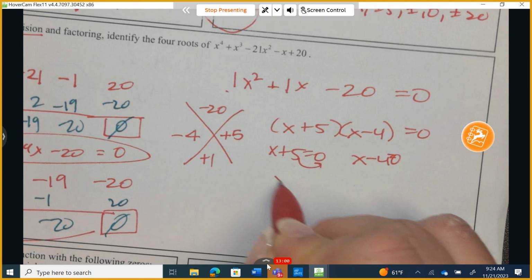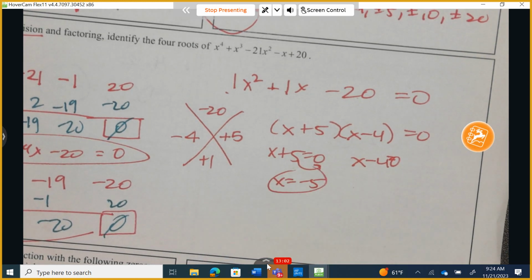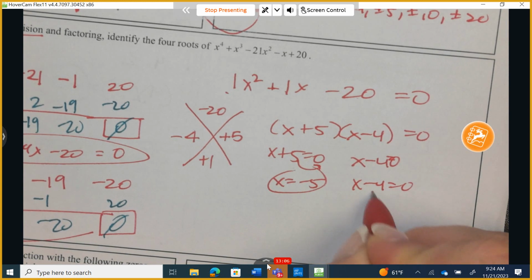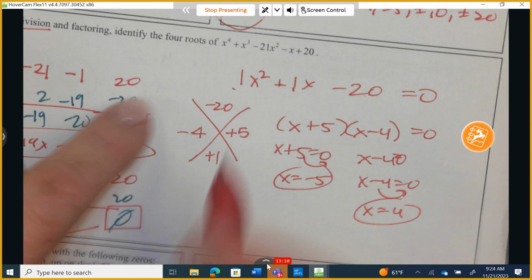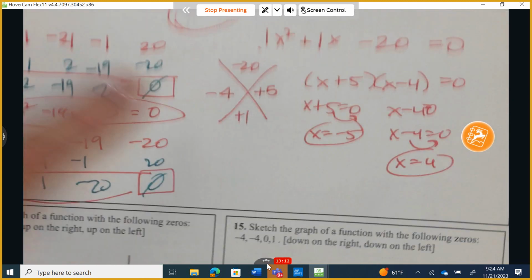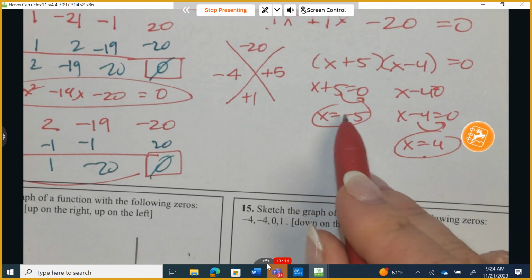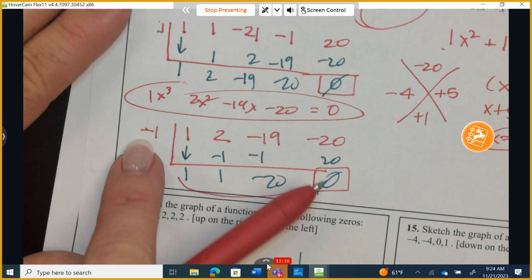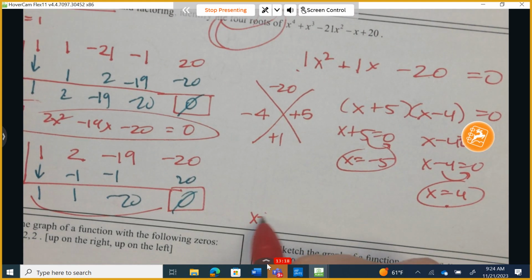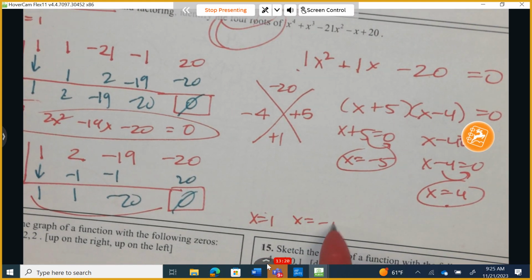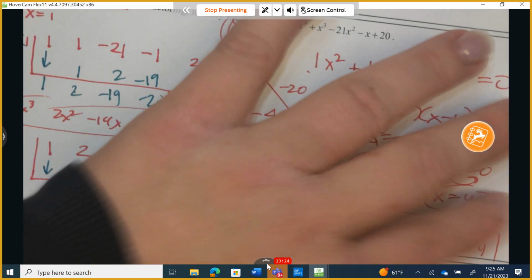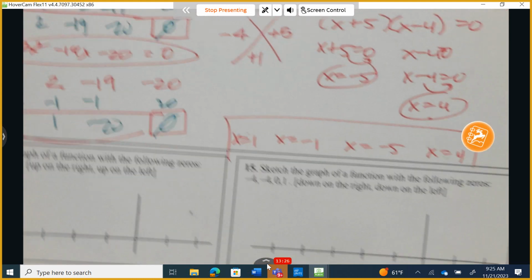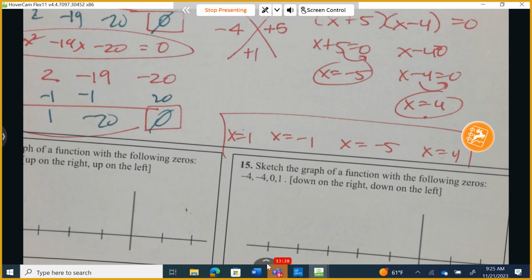And in doing so, I get one answer of -5 and another answer of +4. So what are my solutions? I should have 4 of them. Here's one solution, a second solution, a third, and a fourth. So there's going to be a place where you put your answer: x equals 1, x equals -1, x equals -5, and x equals +4. With all of this work, I don't even take time to try to grade it. I just count it wrong.